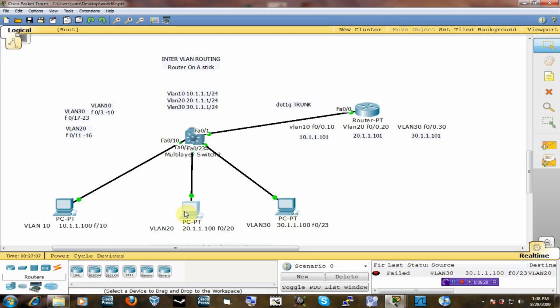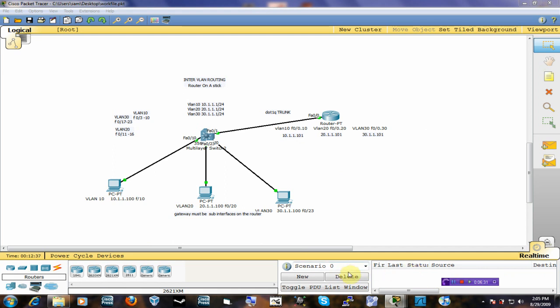So we're trying to ping here, and we're getting failures. One thing that I forgot to do, like I mentioned earlier on, is that this link must be a trunk to carry multiple VLAN traffic across it. Over here we've configured it to be 802.1Q encapsulation, but we have to do the same thing on this interface too. So I'm going to go in there and do that.